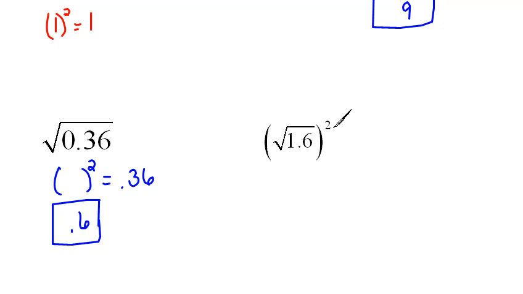And then finally, here we have the square root of 1.6 squared. Well, if you think about what we just talked about earlier, square root goes backwards from squaring. Those are opposite operations. They undo each other. So the square root undoes the square, and our answer here would just be 1.6.